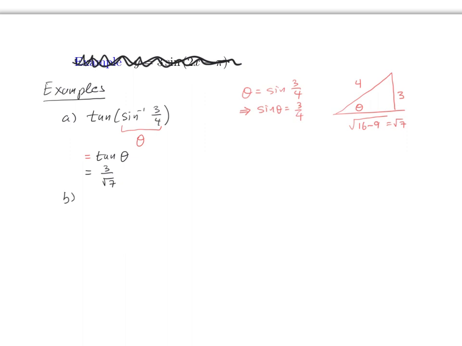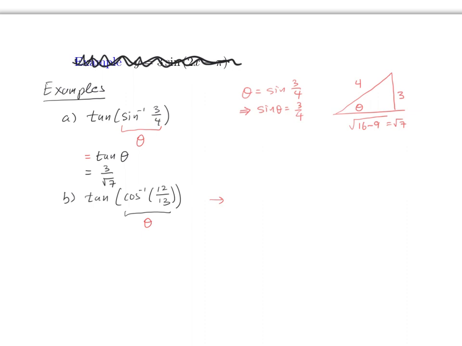Let's say now you want to find tangent. There's nothing special about tangent. You can flip this around. Let's say tangent of now cosine inverse, and let's say this is 12 over 13. Okay, again, this has to be the angle, which we'll call theta. So therefore, just create a triangle from here.